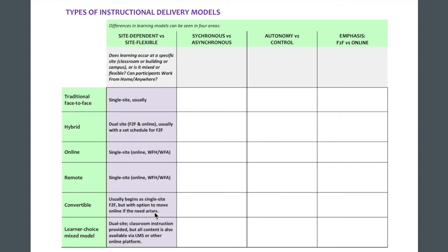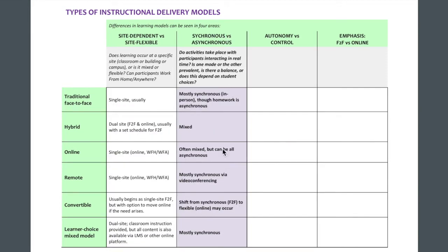Convertible is very similar to hybrid, in that you would start out in the classroom, but then maybe you would switch to an online situation. And then finally, learner choice. This is where some students may be on campus in the classroom, and some students may be joining remotely. So this is, as you might imagine, probably the most work intensive for the instructor, because you're basically doing an in-person class and an online class simultaneously. So those are the considerations for site.